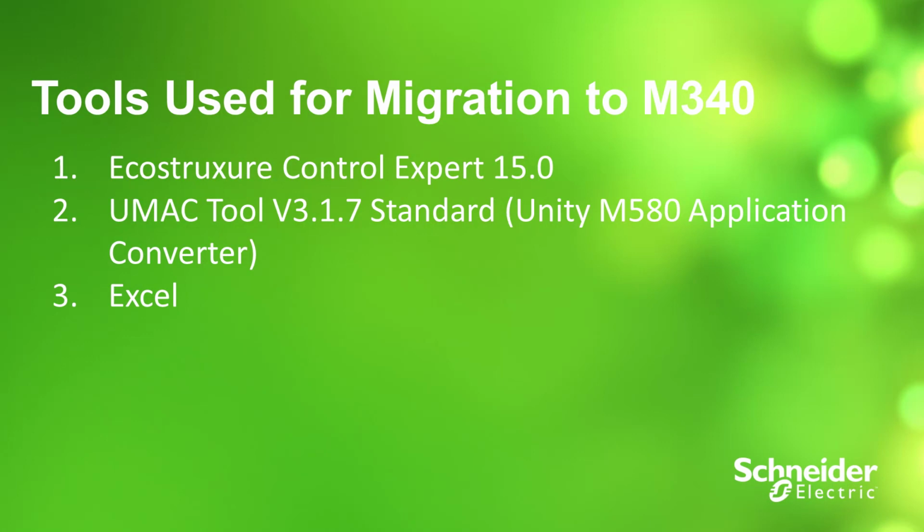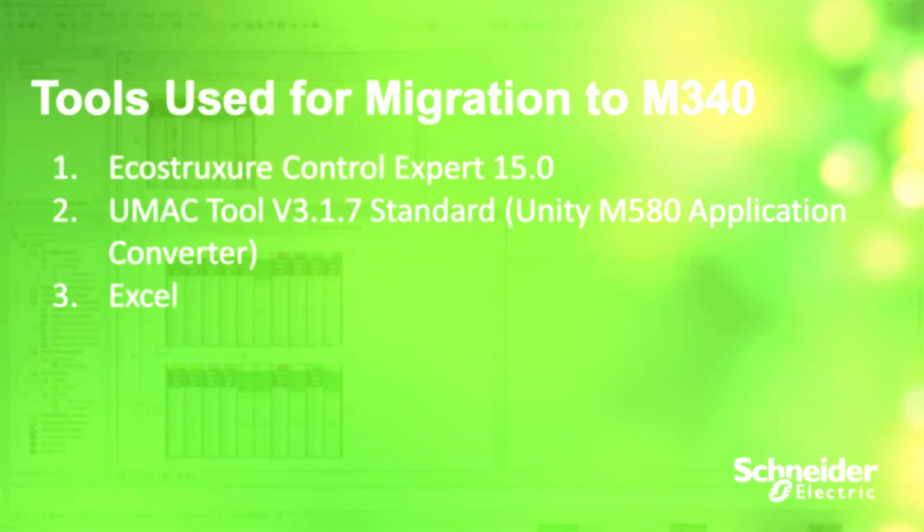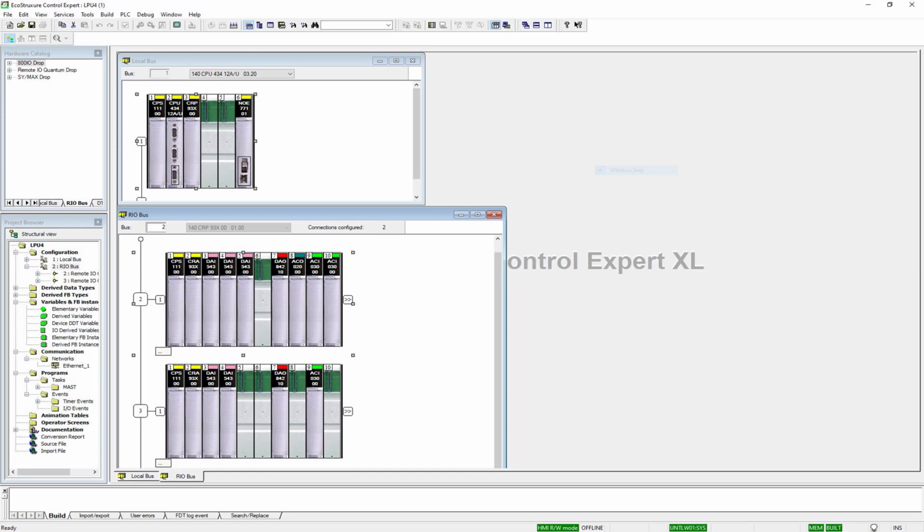The tools utilized to perform the conversion are EcoStruxure Control Expert version 15, Unity M580 Application Converter UMAC tool version 3.1.7 standard, and Excel to record state RAM addresses, Ethernet settings, and other parameters that may not carry over to the new program during the conversion process. The project to be converted is for a Quantum 140 CPU 43412U processor with two S908 remote racks. The program will be converted to an M340 with local I/O.